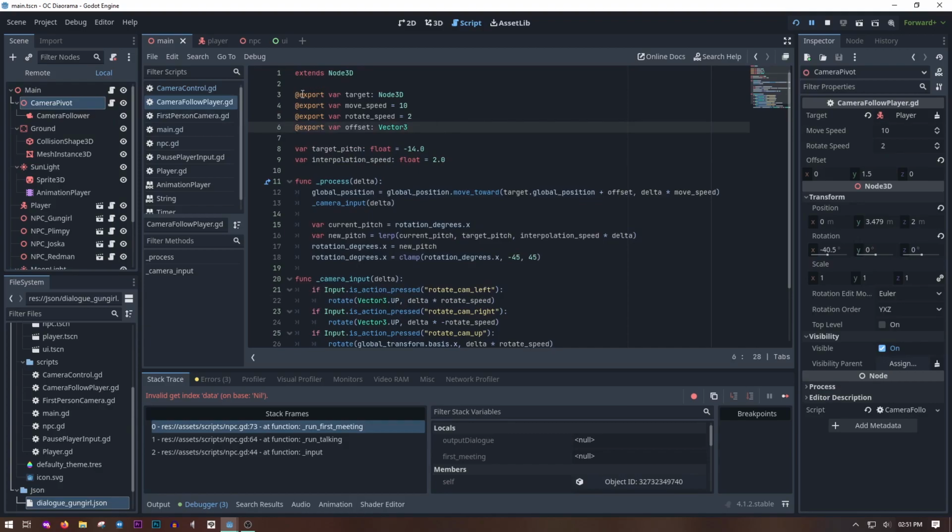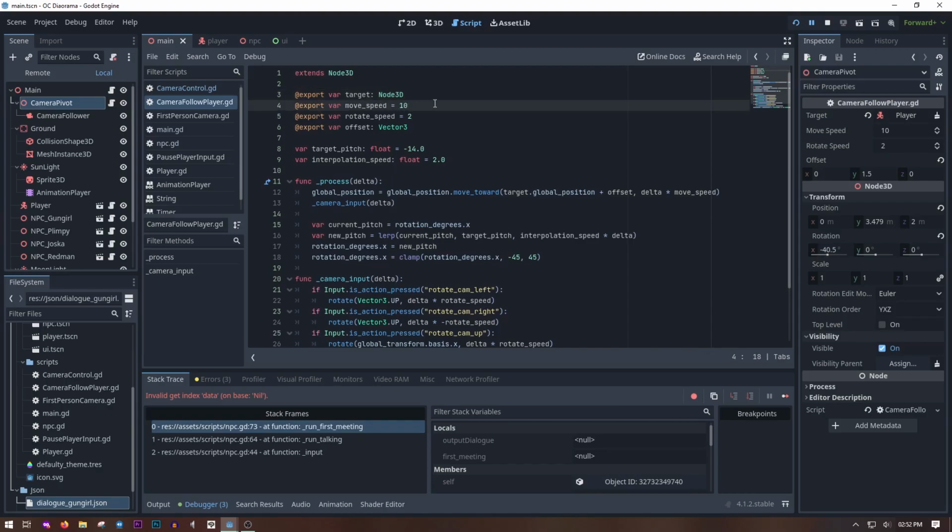Pretty sure. So we've got 4 exported variables. We've got target. If I go here, the target is the player. So anytime I use this target in the code, it is referring to a specific Node3D, which is the player. If I wanted to change it to something else, it'll change it to something else. So I could potentially change what the player is. I don't think I will, but potentially, you know.